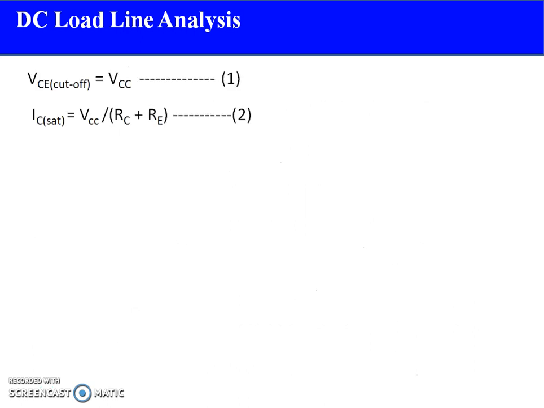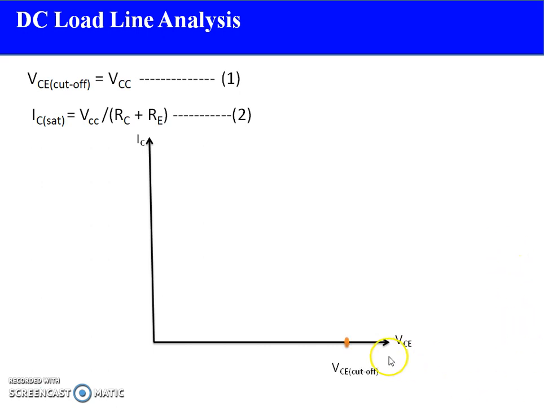Further moving on, now we have two equations: VCE cutoff is equal to VCC and IC saturation is equal to VCC upon RC plus RE. Now to draw a load line, we take the x-axis as VCE and the y-axis as IC. On the x-axis I need to plot VCE cutoff, whose value is VCC. So that point is near about over here. This point is called VCE cutoff, exactly equal to VCC, and the IC saturation point is somewhere over here. That value is VCC upon RC plus RE. So the cutoff point will be on the x-axis, and the saturation point will be on the y-axis.